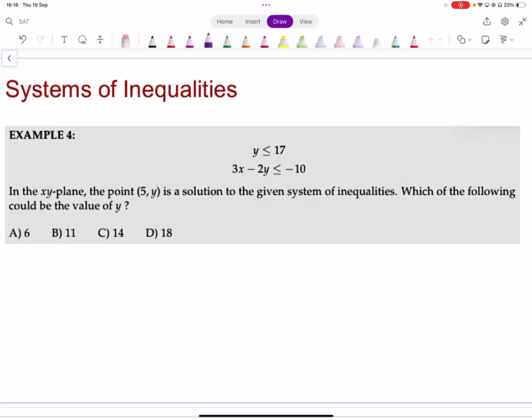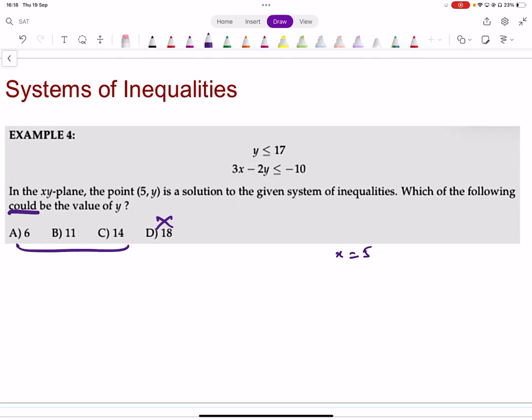Okay. So it says the point 5, y is a solution. That means we know that the x value is 5. Okay. So for all of them, you'll try x equal to 5. Which of the following could be the value of y? Is 18 possible? No. We can just eliminate that directly because y is supposed to be less than or equal to 17. So 18 is not possible.